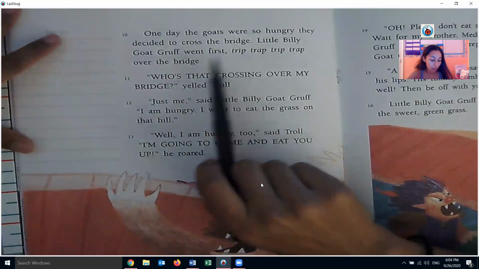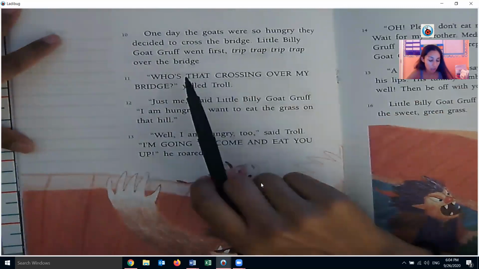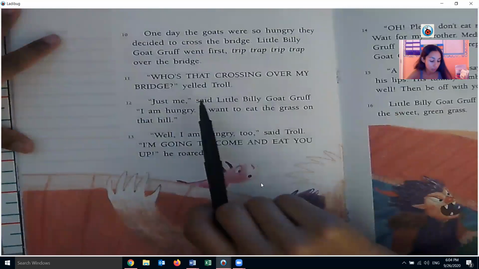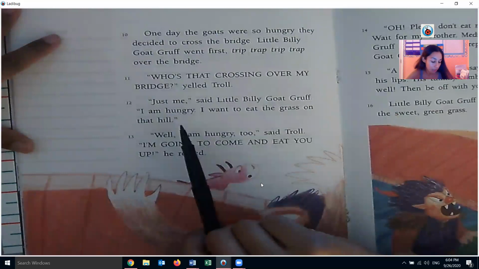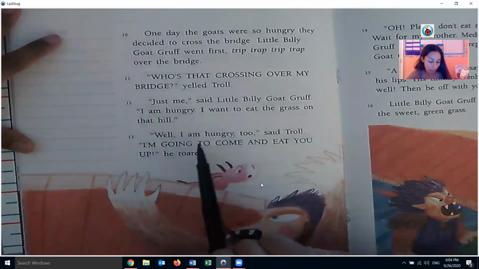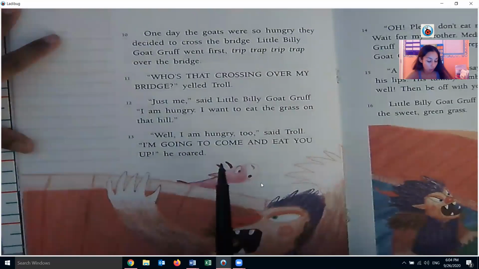Little Billy Goat Gruff went first. Trip, trap, over the bridge. Who's that crossing over my bridge? Yelled Troll. Just me, said little Billy Goat Gruff. I am hungry. I want to eat the grass on that hill. Well, I am hungry too, said Troll. I'm going to come up and eat you up, he roared.